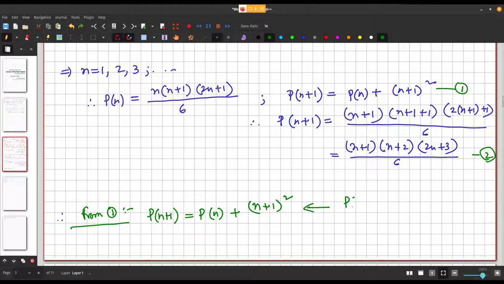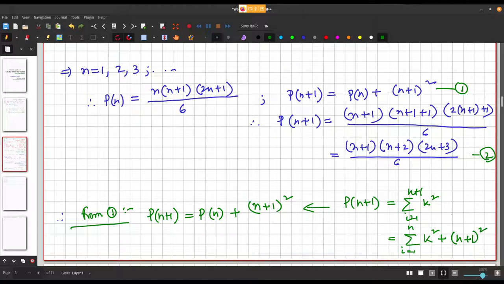How are we getting this? Because P(n+1) is the summation k equal to 1 to n+1 of k squared. So you can write it as the summation k equal to 1 to n of k squared plus the last term, which is (n+1) squared. And now the first term here is nothing but P(n). So that's what we have basically written. So we can write this in terms of the formula that we have assumed to be true. And this will be the result.